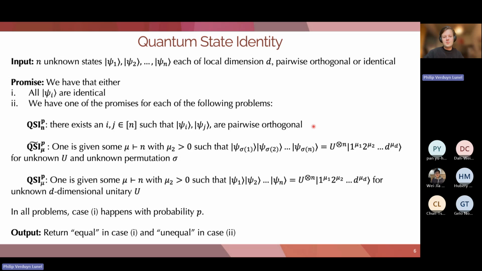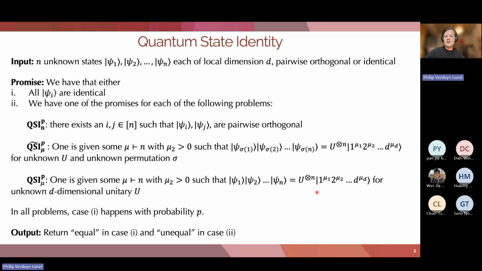The second problem is the case where there's some partition. So you know how many of the orthogonal states there are going to be, but they're permuted in some way that is unknown to you. The state looks something like this. You have your n input states. You don't know the basis of these input states, so there's some random unitary applied to it, but you do know that there are mu 1 of one state, mu 2 of an orthogonal state, mu 3 of another orthogonal state, up to d of these states.